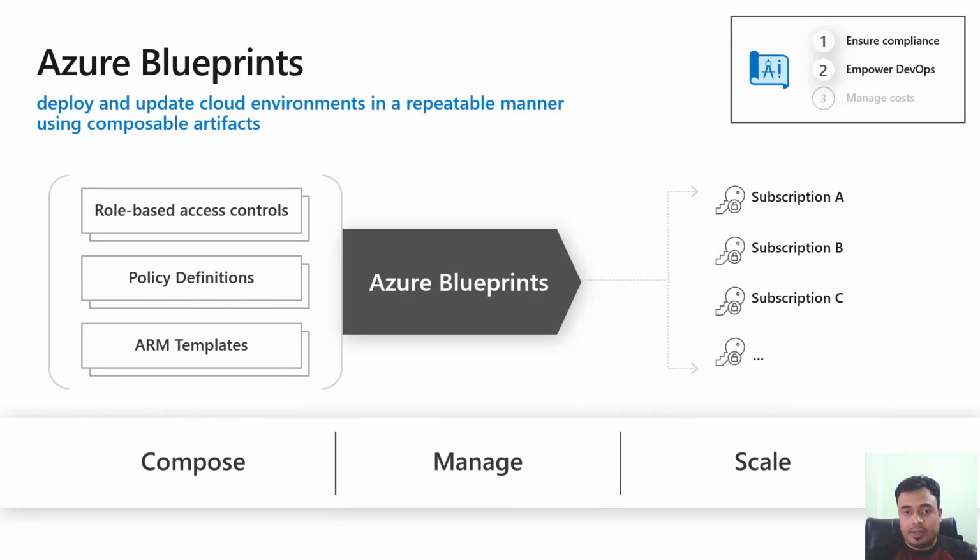Azure Blueprints, as I mentioned a couple of times now, contain your RBAC, your access control definition, your policy definition, and also ARM templates, so basically to create resources and resource groups. And then those blueprints can be applied at multiple levels, to a subscription.